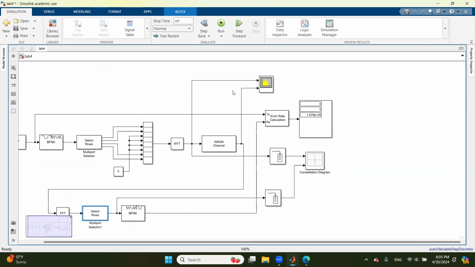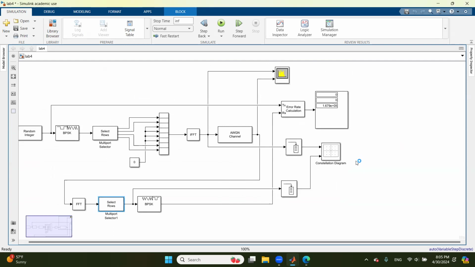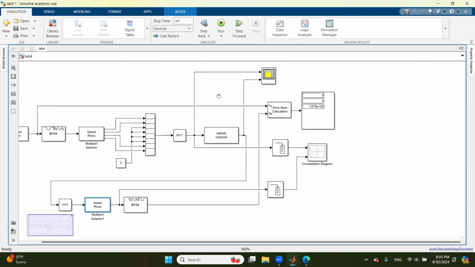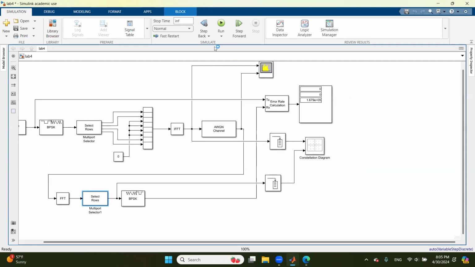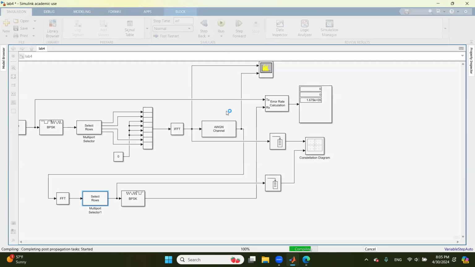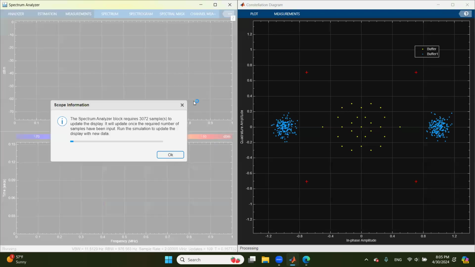And then we can take a look at the error rate, constellation diagrams, and also the spectrum this time. So here I've got, well, actually it's not running quite yet, but I'll run it here.